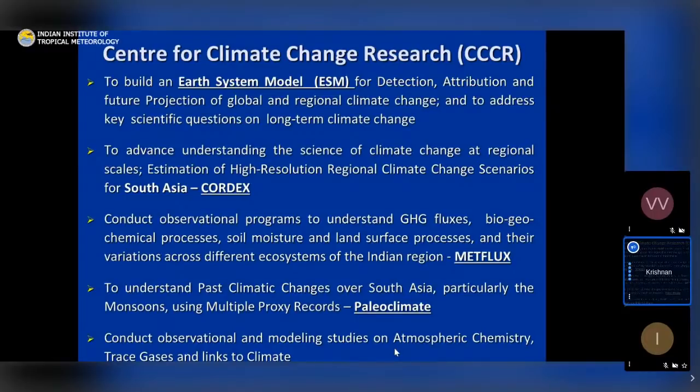There is also an observational program to understand the past climatic changes over India and South Asia, particularly the monsoons, using multiple proxy records. This is a part of our paleoclimate work. We also have programs on observational and modeling studies of atmospheric chemistry, trace gases, and links to climate. In this talk, I'll be essentially focusing on the first two, the Earth system model and the high resolution projections, and briefly show our observational activities.